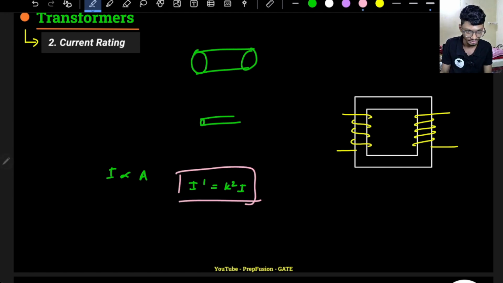In GATE, this will not be asked. This is important for ESE. And there is another thing as well, known as window space factor. I'm not going into that right now. I have just told you with basic intuition. There is another term known as window space factor.